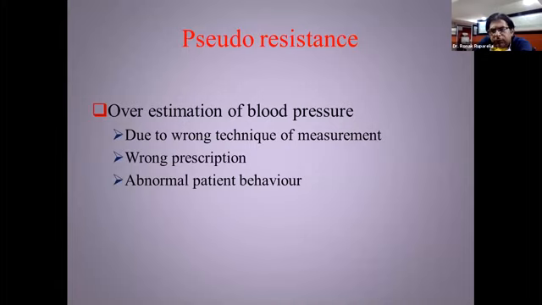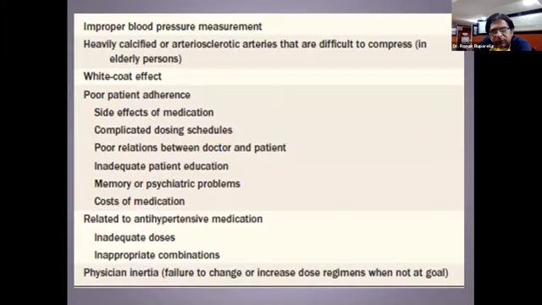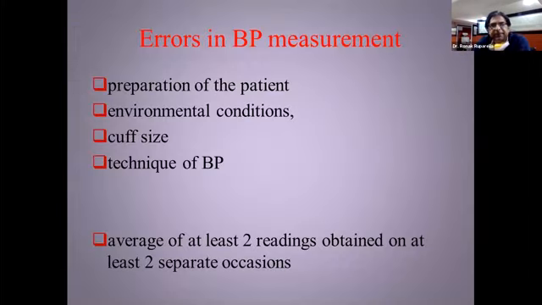Now, what is pseudo-resistant hypertension? Pseudo-resistance means there is overestimation of blood pressure, either due to wrong technique, wrong prescription, or abnormal patient behavior. So it includes improper blood pressure measurement techniques, heavily calcified arteries, white coat effect, poor patient adherence, inadequate dosing, inappropriate combination, or physician inertia to increase the dose or change the regimen.